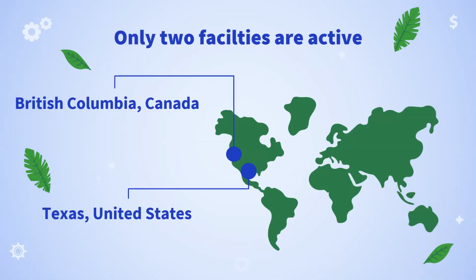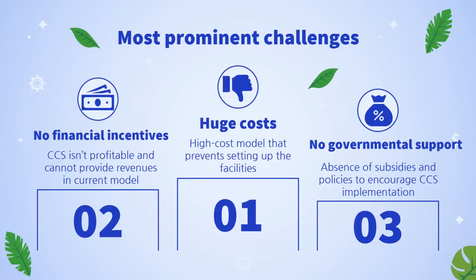So first, there are only two direct air capture facilities in the world, and this is very low in order to achieve the IPCC 1.5 degrees. So we need to be on a much larger scale all over the world. And the most prominent challenges that are faced by CCS are first the huge cost, the lack of financial incentives, and the lack of government support.